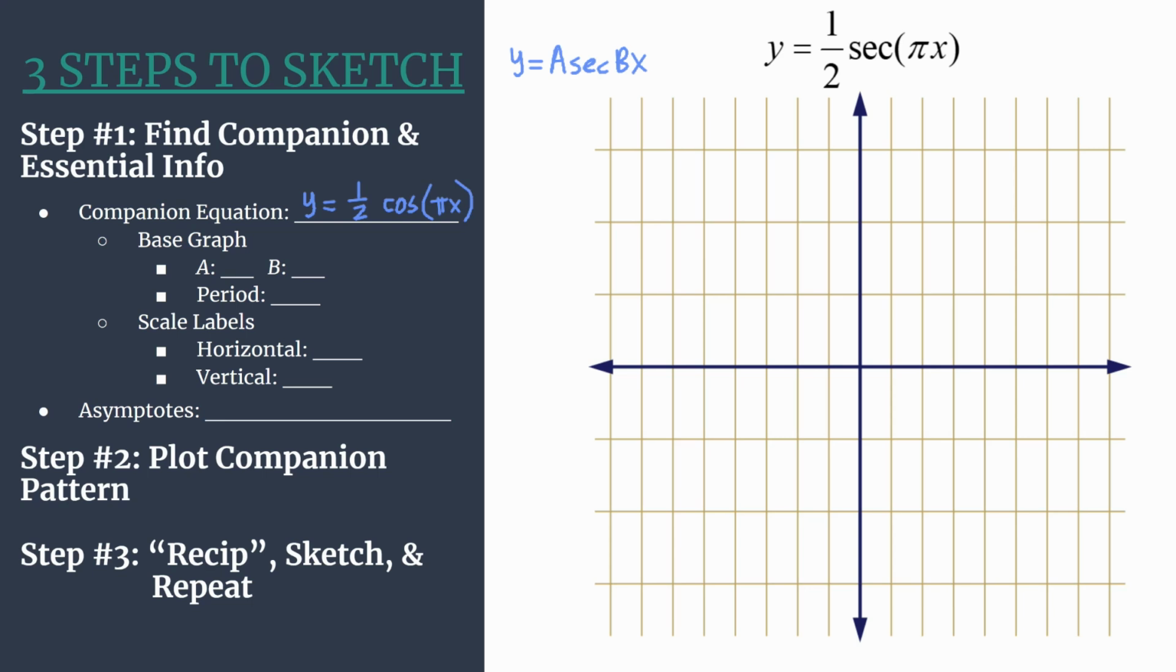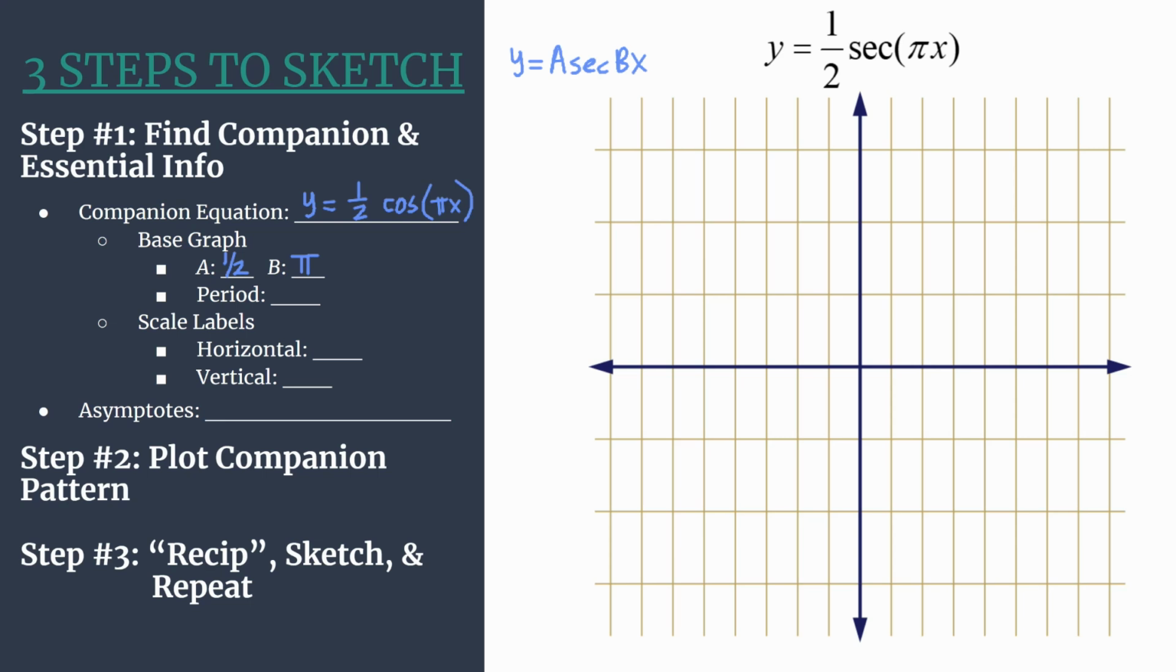Our base graph, so A is going to be that coefficient in front of cosine. That's going to be 1/2. So that tells us that our amplitude is 1/2. That's just the distance from midline to maximum or minimum. We see B is the coefficient of x, so in this case it's pi. And that tells us that we should have pi cycles, so 3.14 cycles that happen between 0 and 2 pi.